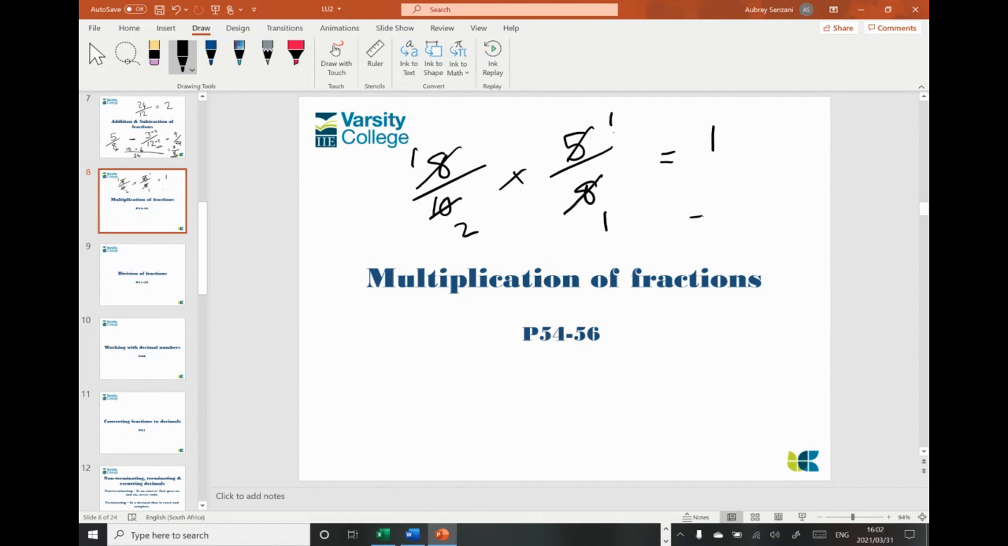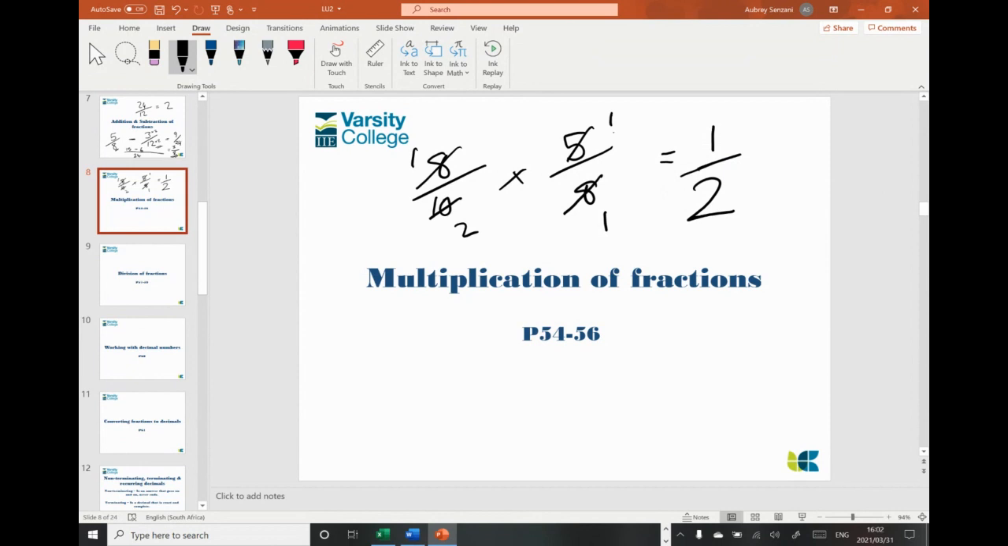2 times 1, you get 2. You get a half, and you are done. So that's multiplication. You just need to simplify first, and then you multiply.